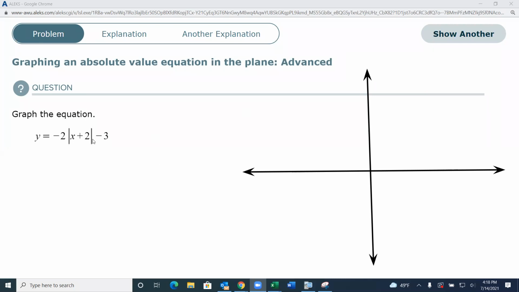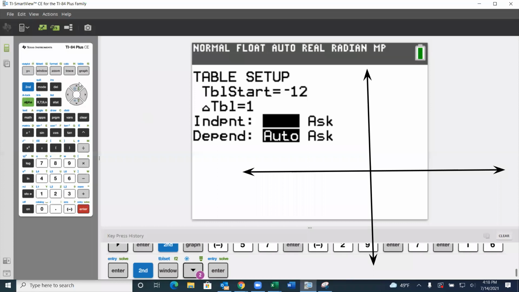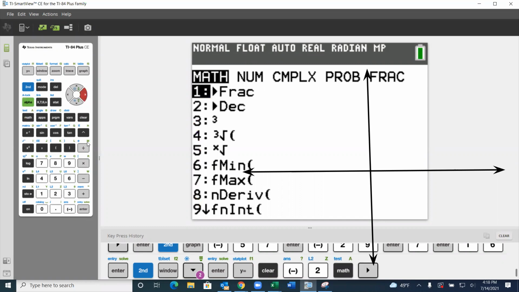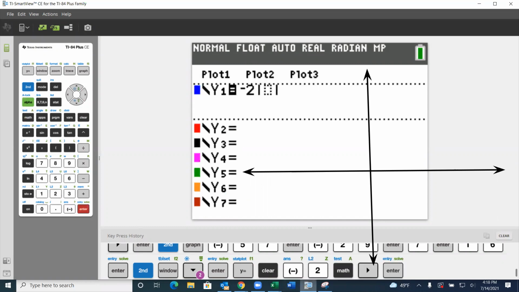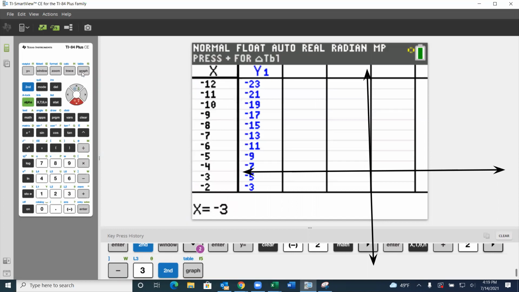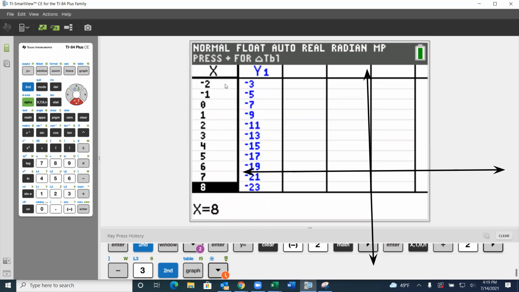Okay, so first I've got to plug this function into the calculator. So I'm going to go -2 and then math, right, enter for the absolute value of x plus 2. And then I need to do the -3, but outside the absolute value. So I hit the right arrow. Now I do the -3. Is it -3? I thought it was. Okay. And then I'll go to the table, and those top 5 are the ones that I want. So when x is -2, y is -3.